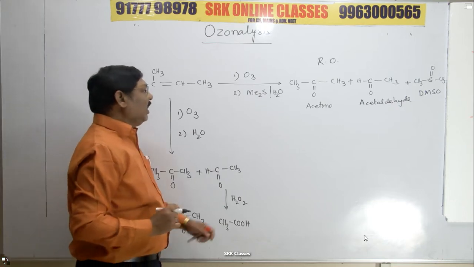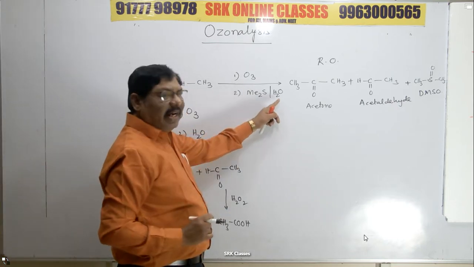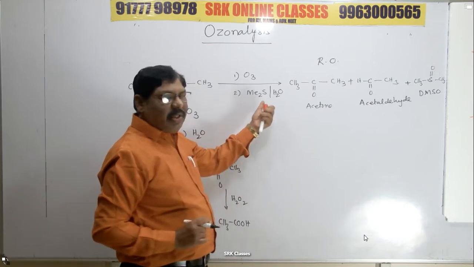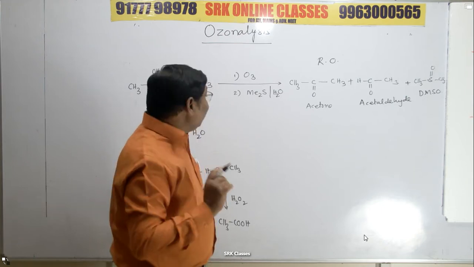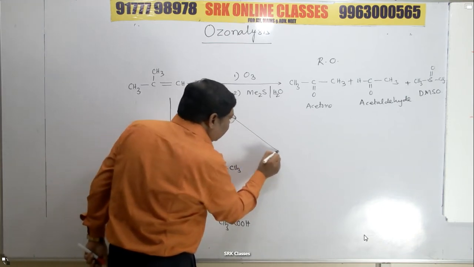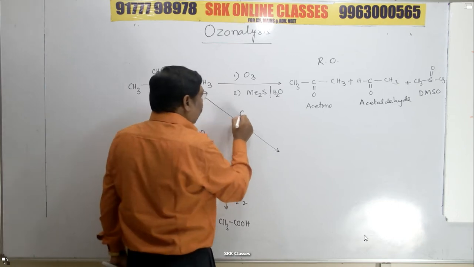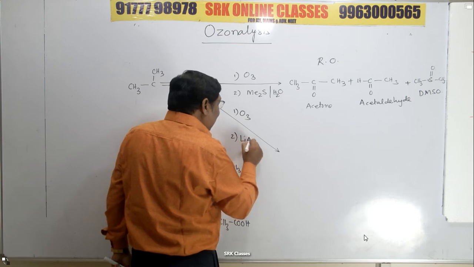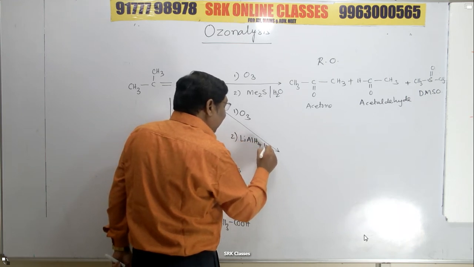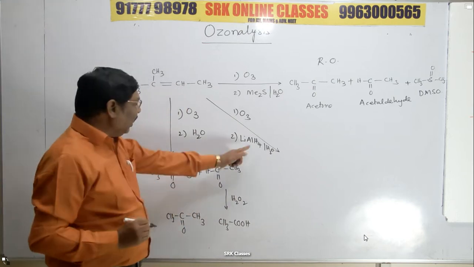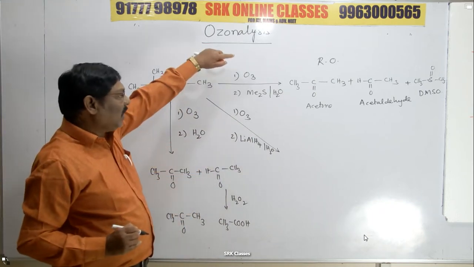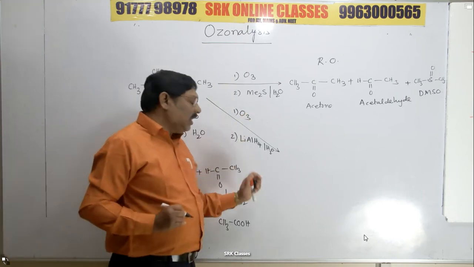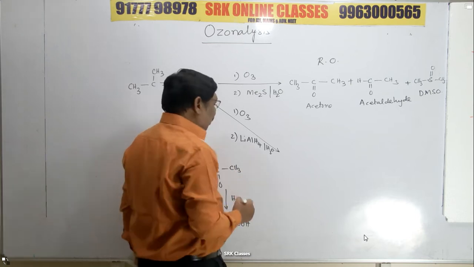What I have given here is, instead of zinc and H2O, dimethyl sulfide. So this is another reagent which is used in the ozonolysis process. Sometimes you can also use a third reagent: ozone will be as it is, and the second one is lithium aluminium hydride in presence of water. Look at here, the third reagent I have used. First ozone, zinc and water; ozone and water; ozone and lithium aluminium hydride. Now we'll see what products are formed.